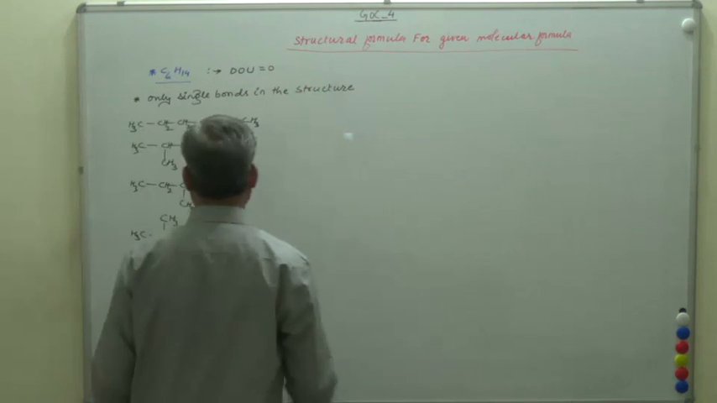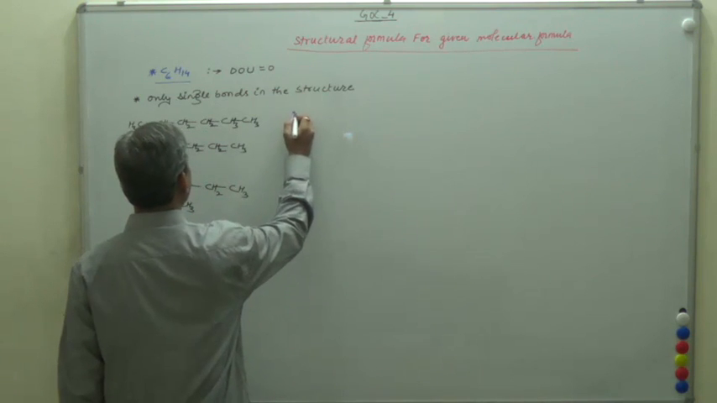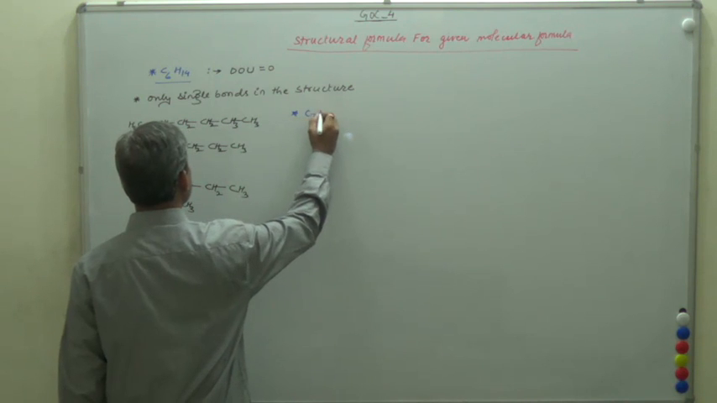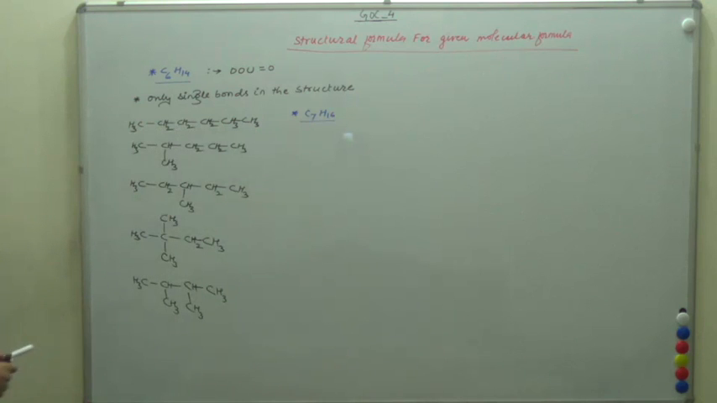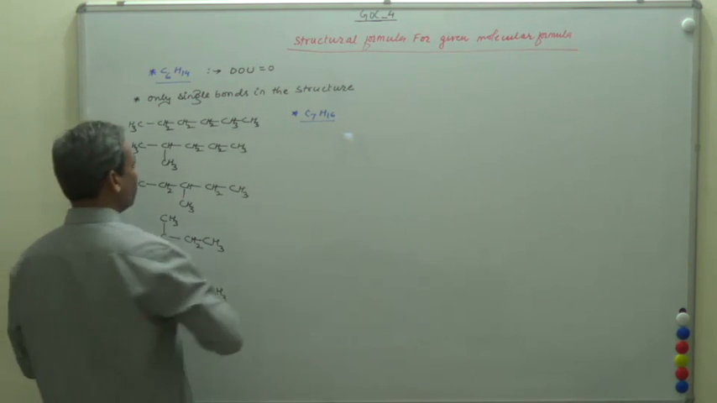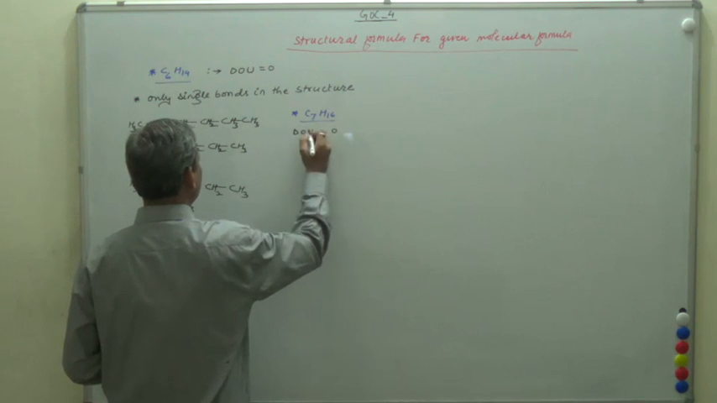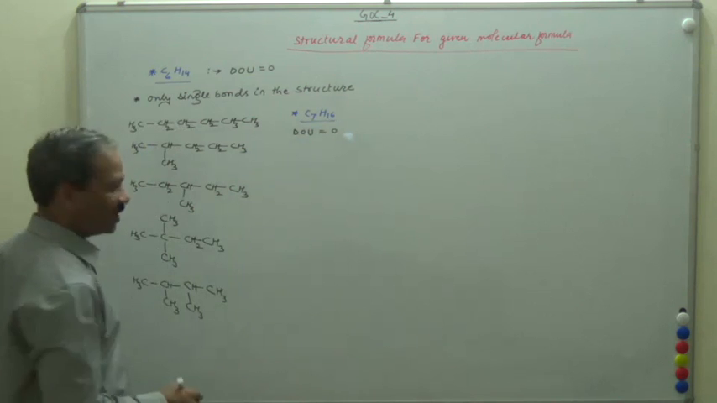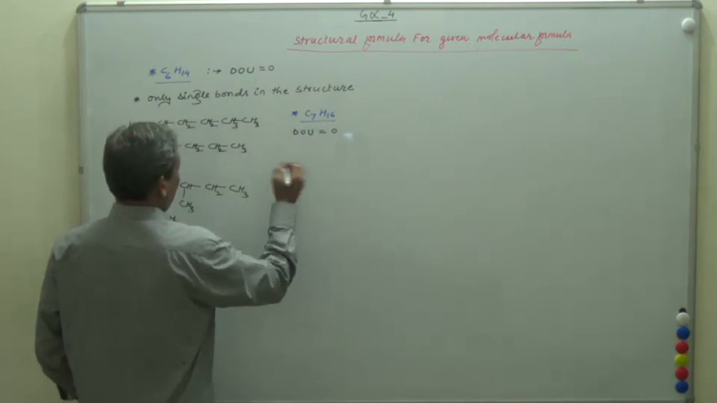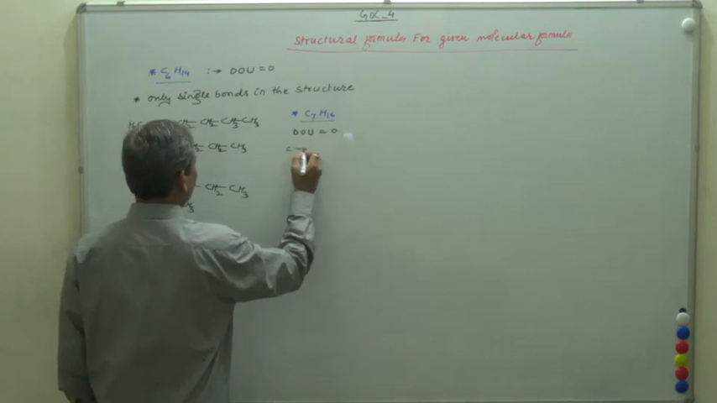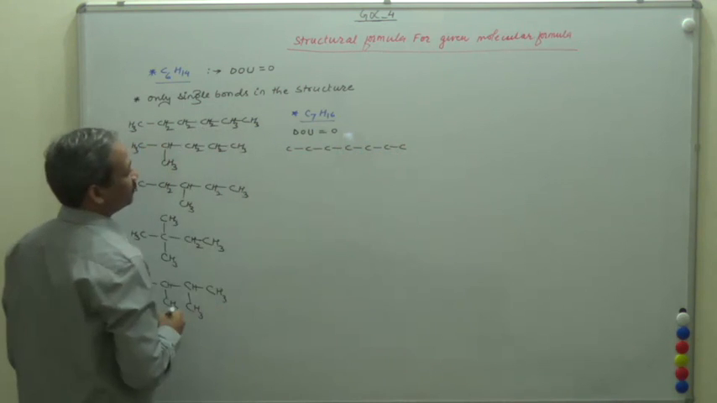So in this way we can also try one more example. Suppose we have C7H16. So for C7H16, the degree of unsaturation is again 0 degree. So there is no multiple bond or ring in the structure of this compound. Now we can draw the first structure having a longest chain of 7 carbon atoms.